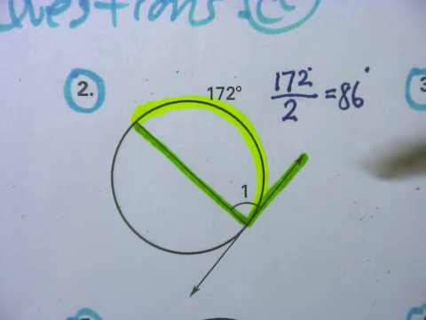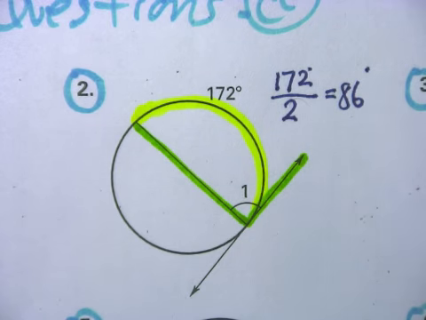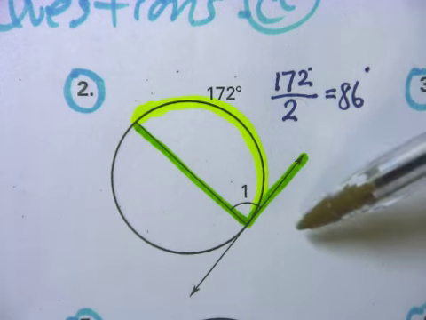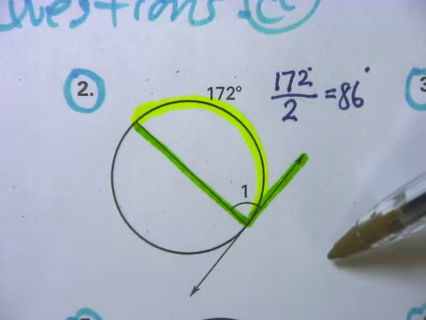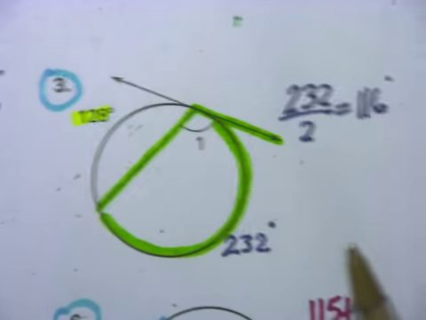Question number 2, it's an inscribed angle. This arc here is 172 degrees. Angle 1 is an inscribed angle. I know that it's inscribed because its vertex is on the circumference, and I know that an inscribed angle is always half of the arc that it intercepts. So 172 divided by 2 is 86 degrees.